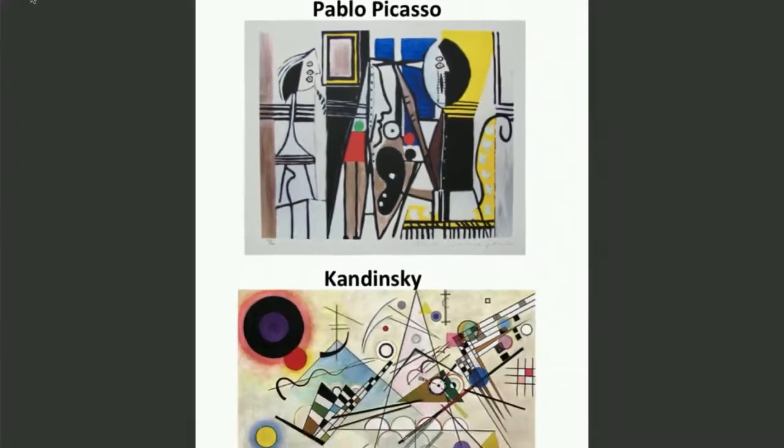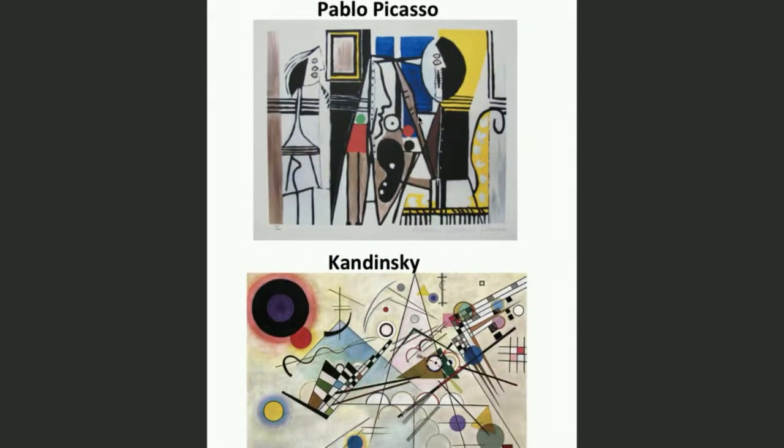I'm really excited to see how these are going to come out, but before we start working on our art, we're going to take a look at two artists' work and how they use shapes in their artwork to create their awesome designs. So let's take a look. So here we have two artworks, one is by Pablo Picasso and the one on the bottom is by Kandinsky.